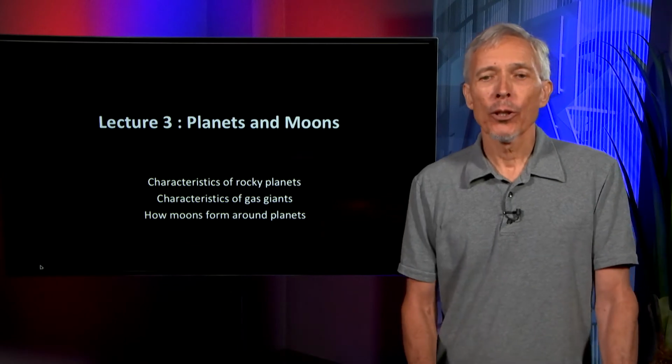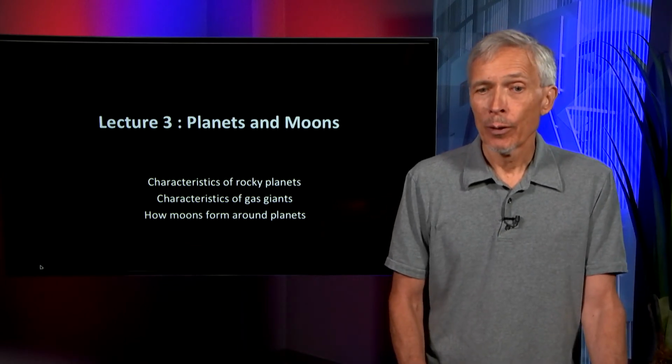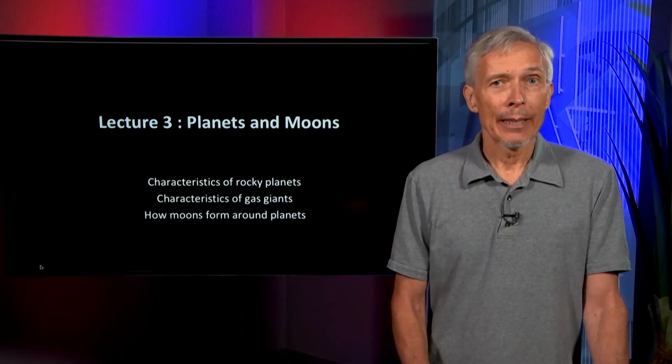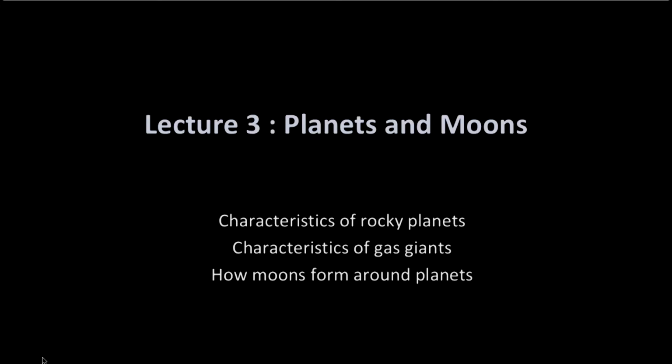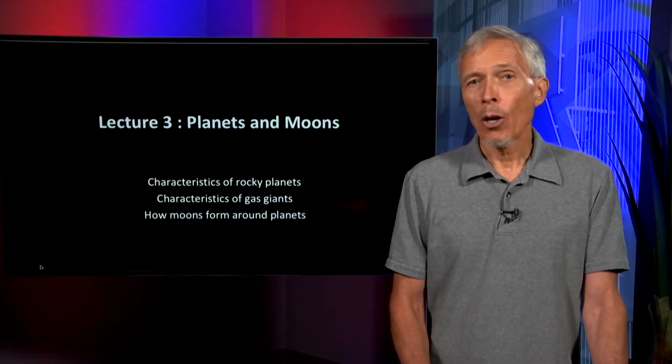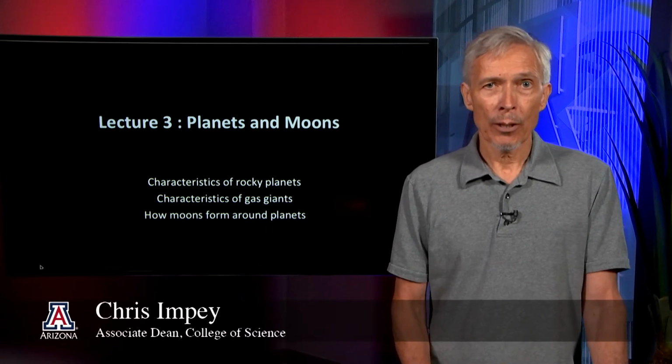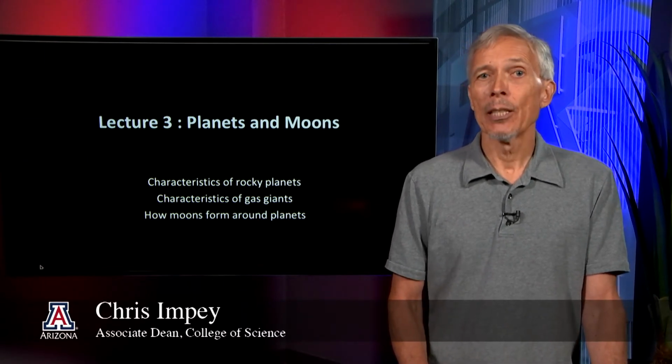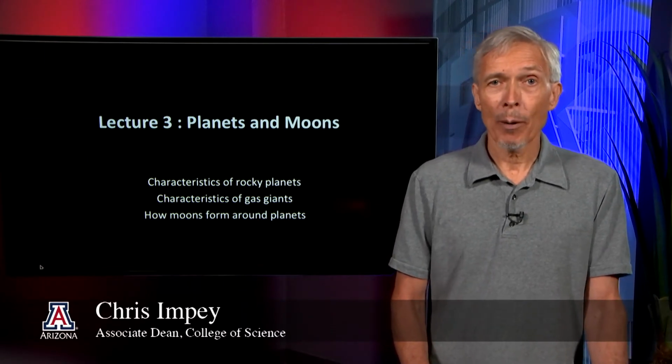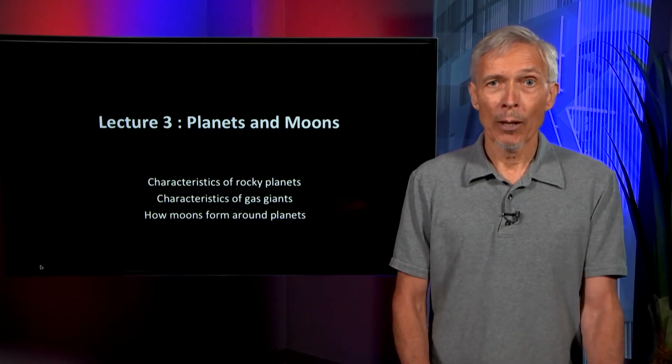In this lecture, we'll talk about planets and moons. We'll look in more detail at the characteristics of rocky planets and of gas giant planets. And we'll talk about how moons form around planets and what their properties are. All of this is with reference to the solar system, but with the expectation that we will be talking about these properties for exoplanets as well.